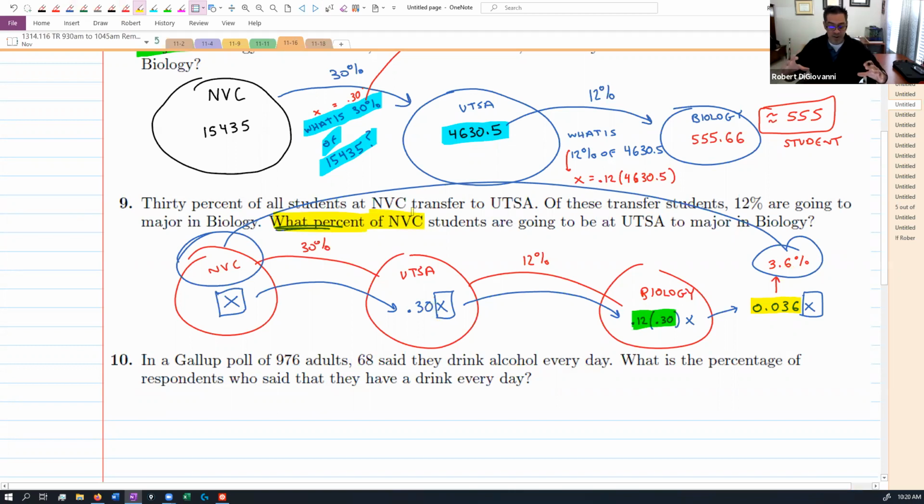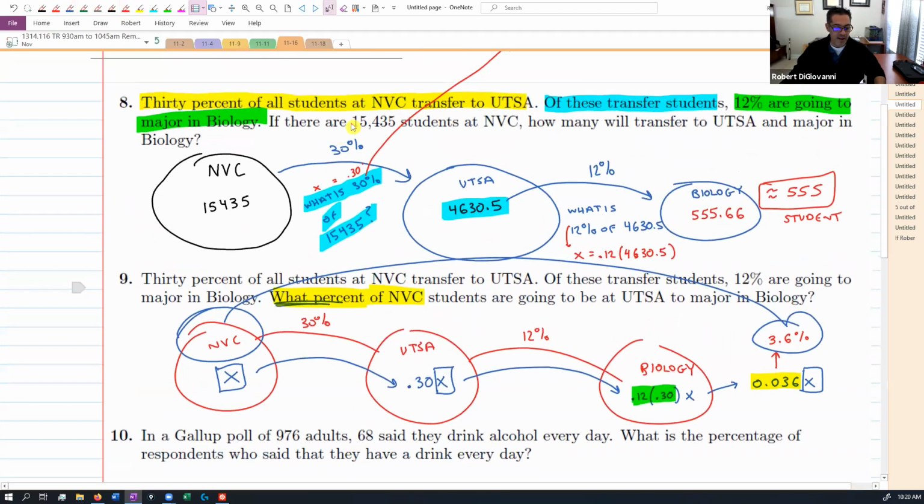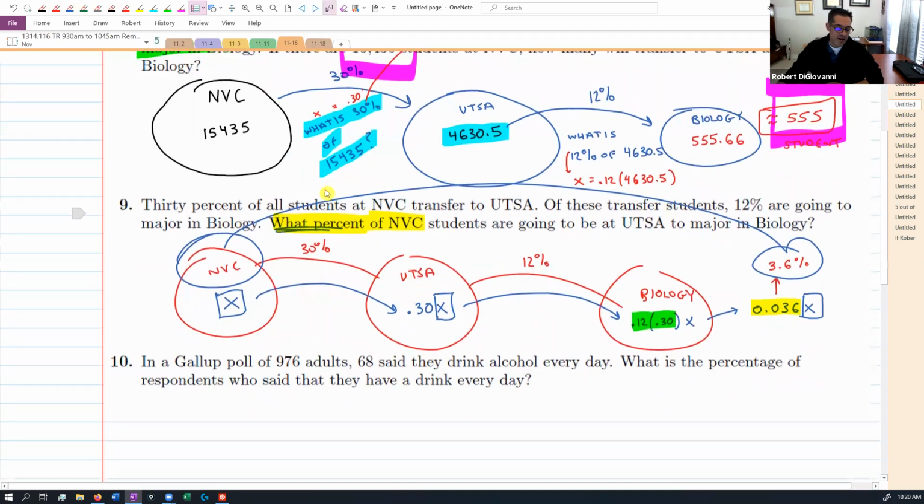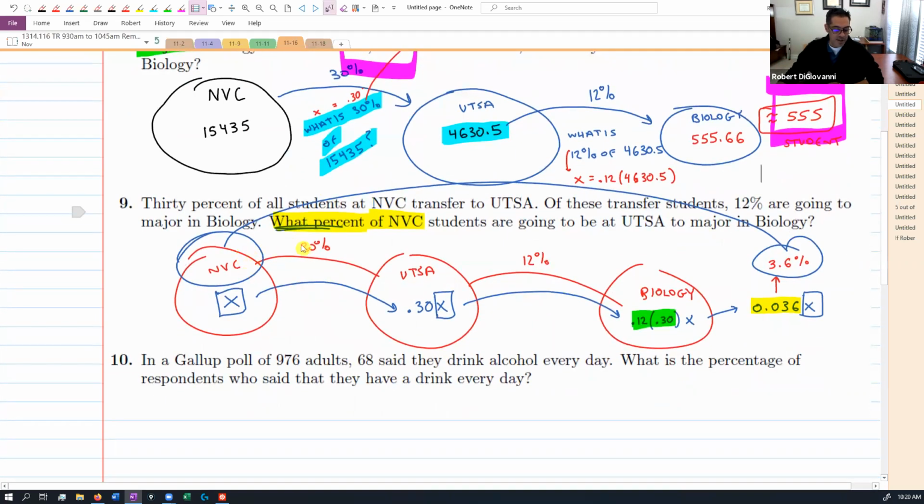So there's a big difference between these two problems. In the first problem, they give you the actual population, right? And so you can find a number that represents how many students are there at UTSA. But if you don't give a number and just tell me the percentages, then you can tell me what the final percent is at the end. And all you're doing is multiplying these two percentages together. Okay.